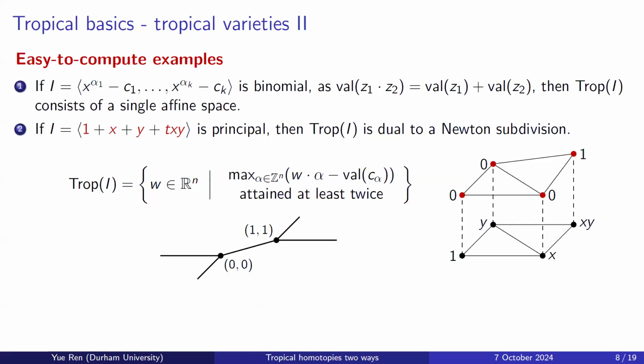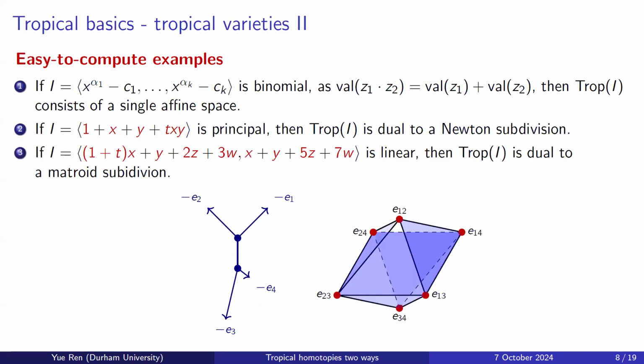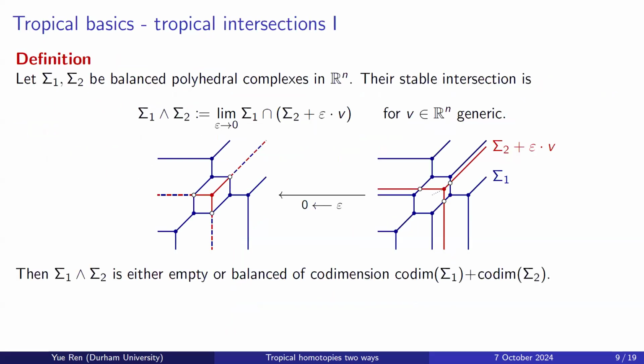If I have a principal ideal, it's dual to some Newton subdivision. And the main reason why we're here is that if we have a linear ideal, it's dual to a matroid subdivision. If you have linear equations, you can cook up a matroid and a subdivision which is dual to the linear space. If you have never seen these things before, just keep in mind these are the three cases where tropical varieties are super easy to compute. This is really important for me because these are almost like Lego bricks for building up more complex tropical varieties. One other last ingredient I need is this notion of a stable intersection.